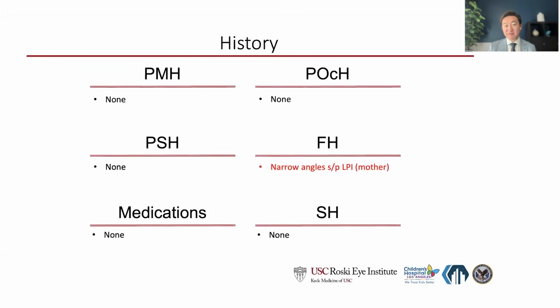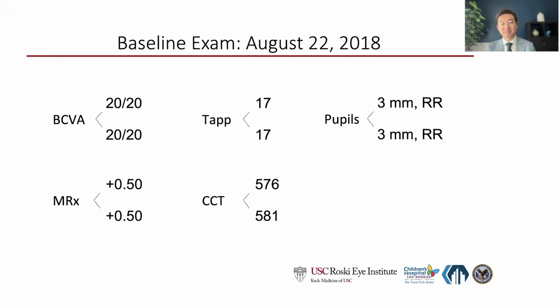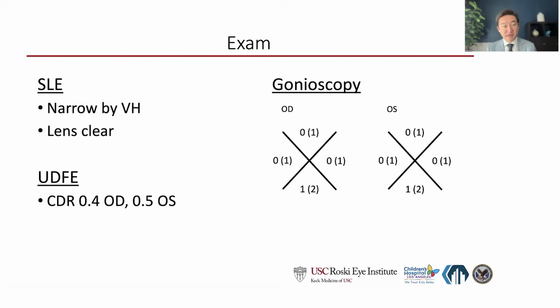He had a positive family history of narrow angles, and his mother had received LPI, but she was actually rather unhappy due to developing dysphotopsias afterward. At baseline evaluation in 2018, this patient had a best-corrected visual acuity of 20/20 in both eyes. His pressure was 17. He was a very low hyperope, and his CCT was around 580. On slit lamp exam, he was also narrowed by Van Herick, and his lens was completely clear.